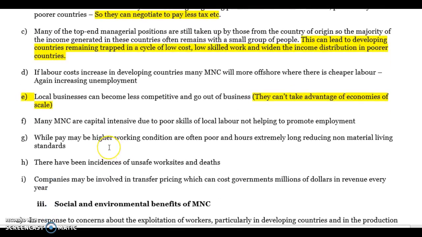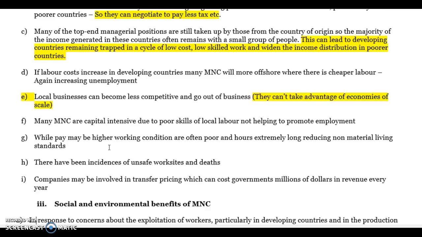While pay may be higher, working conditions are also often poor, and multinational companies can take advantage of extremely long hours, which can reduce the non-material living standards of workers. So we looked at the Nike example. That can be a negative because they're taking advantage of workers and hurting their non-material living standards. There's also been incidents of unsafe work sites and deaths within certain companies. There's a very famous example of a company working out of Bangladesh, where a lot of people died because of unsafe work practices.